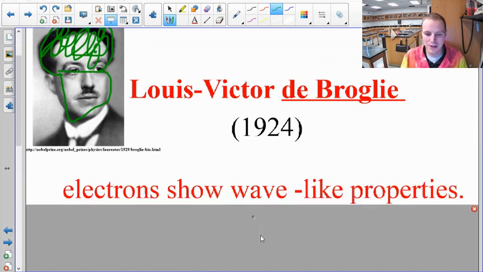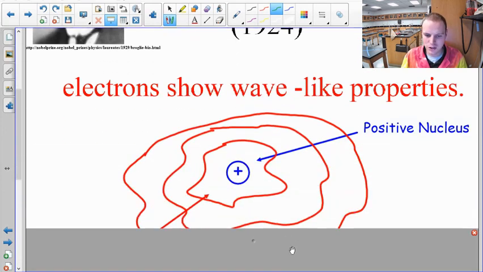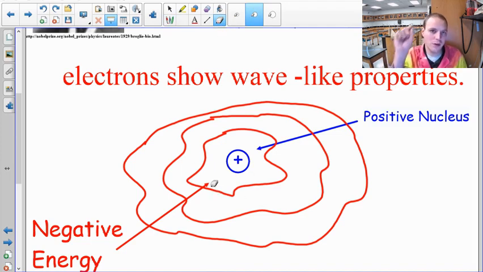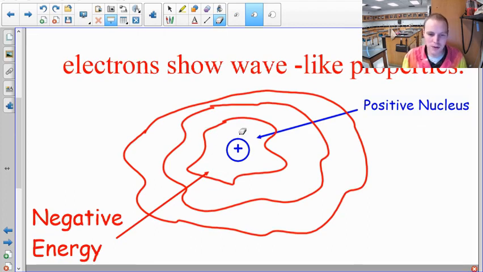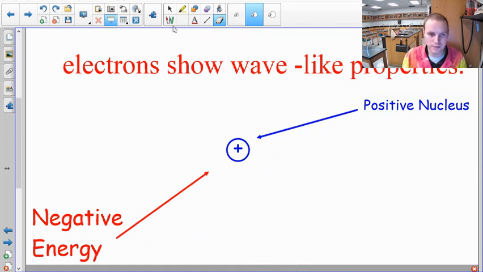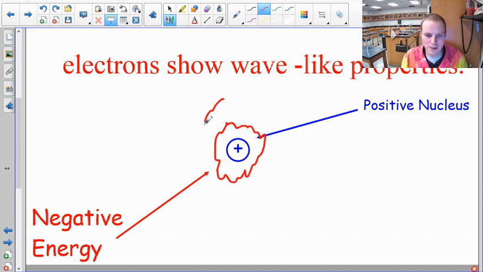Anyways, so he was the first to kind of show that electrons have wave-like properties. And so his model was like this. We have the positive nucleus at the center, and then around that, instead of having these pretty little perfect circle orbits, they're sort of forming circles, but they're like waves. If you watch me draw this, I think that'll help you see it a little better. The electrons around it are, instead of perfect little circles, kind of like waves of negative energy around that nucleus.